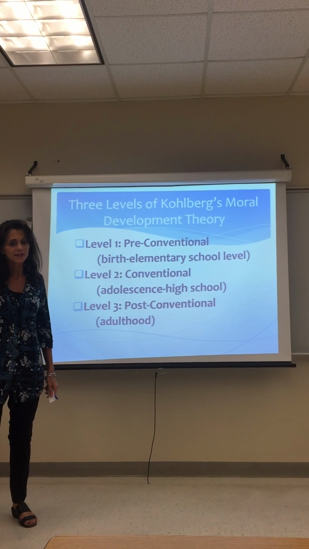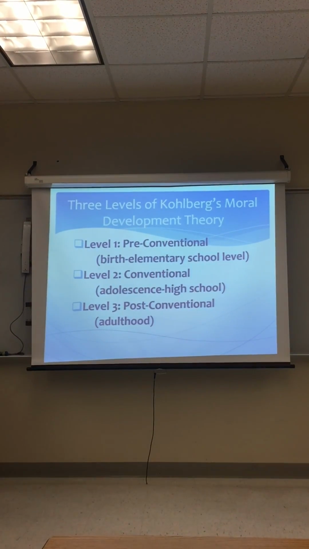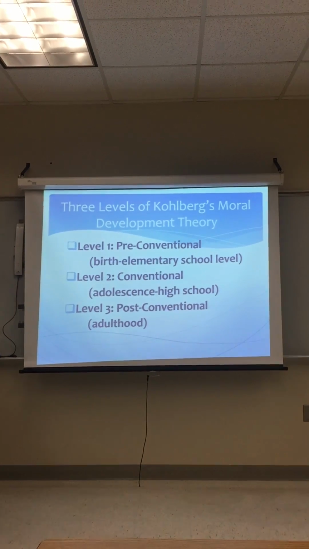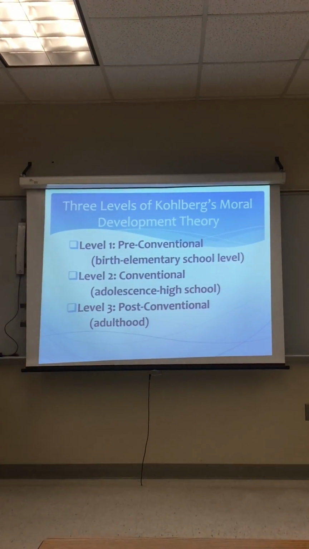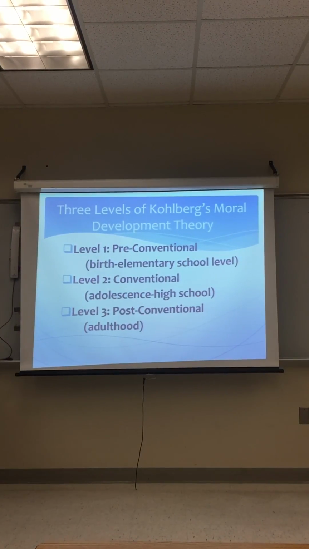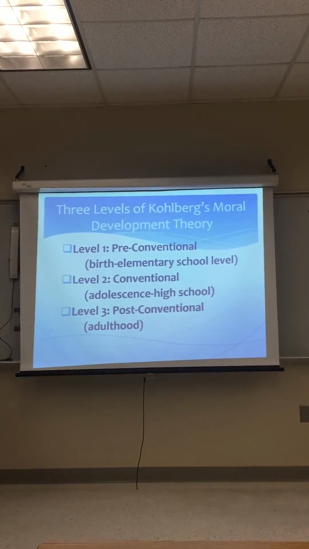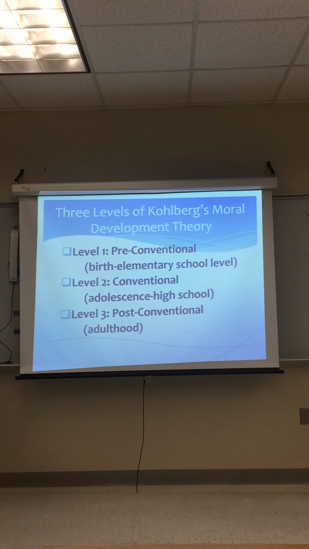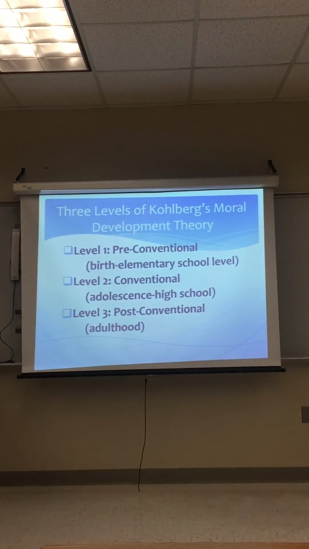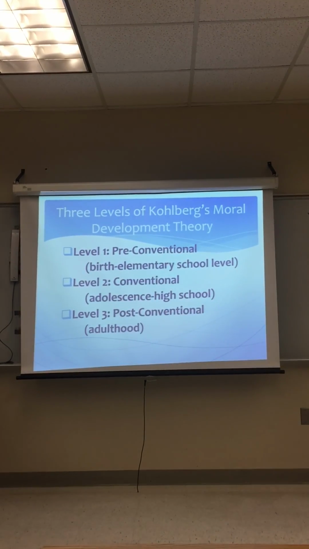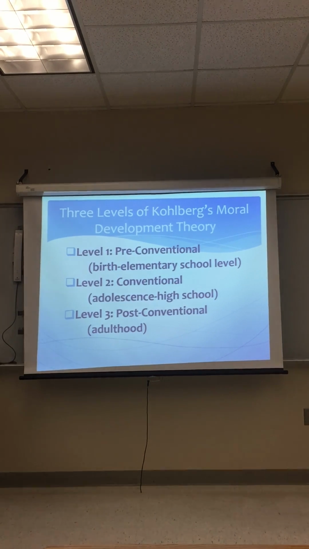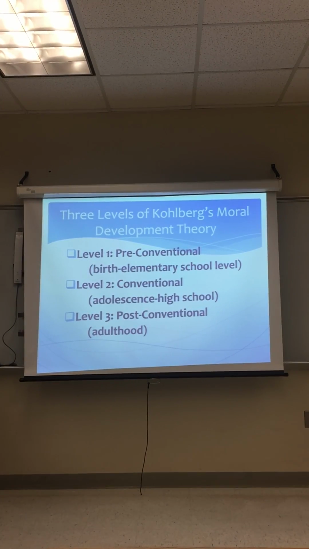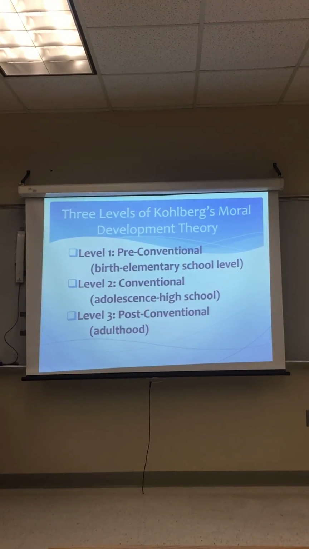As you can see, Kohlberg's theory of moral development is separated into 3 levels, the first one being pre-conventional. This level exists from birth to about elementary school, when children are learning about the consequences of their behaviors. Within this level, the value of morality is not yet inherent. It is existing externally within the adults that the child is either living with or spending a lot of time with.